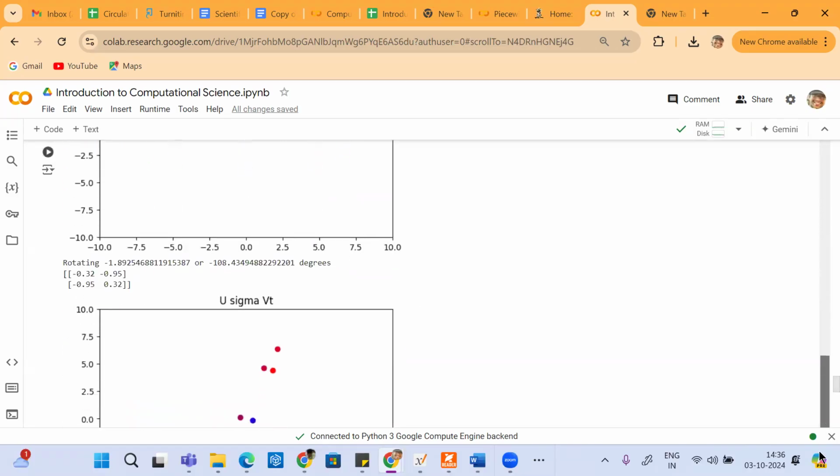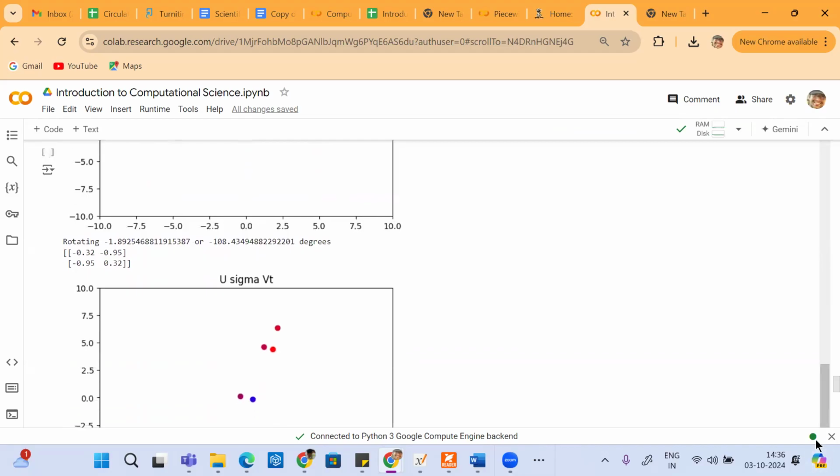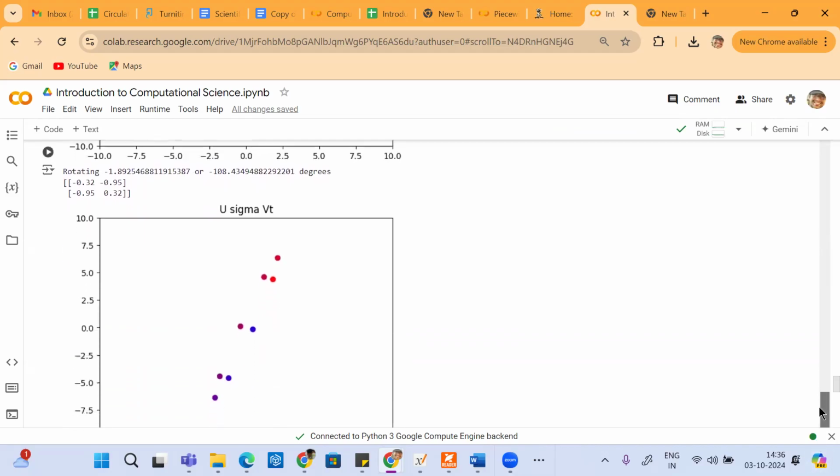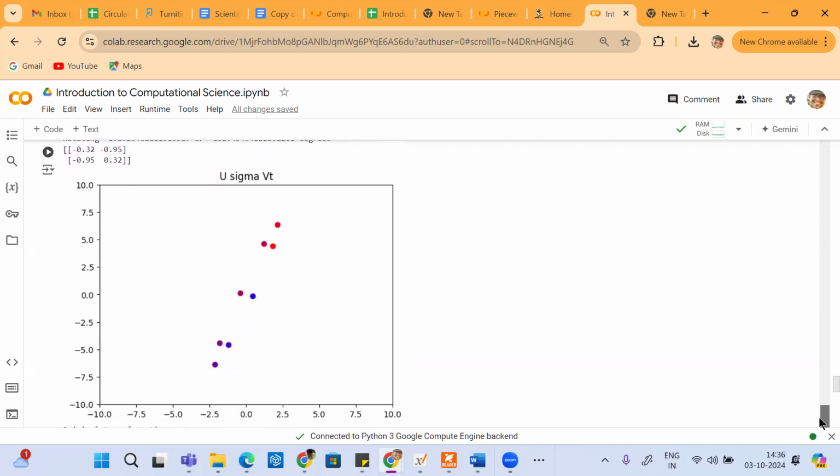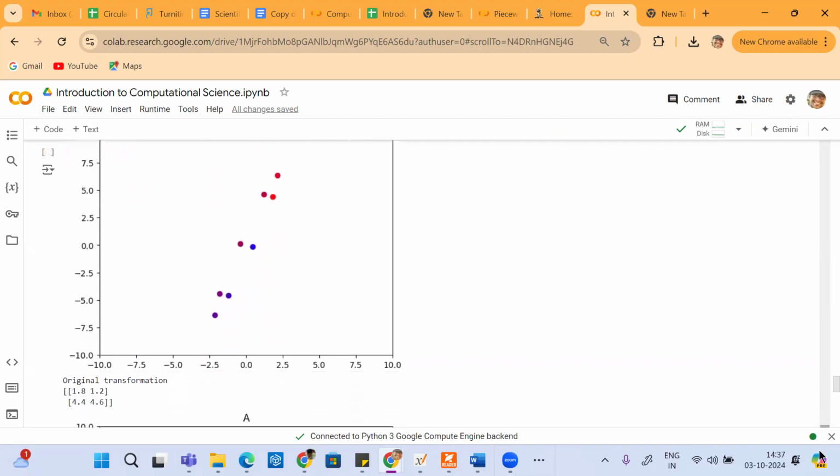Fine. After that, what do you do? After that, you again rotate it. This is again an orthogonal matrix, and you can see this angle, minus 108 degrees. So it has rotated by 108 degrees. So you can see you get this one. This is the final transformation.